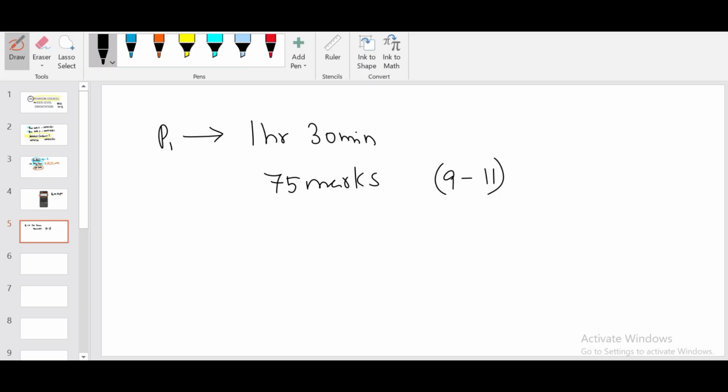Pearson Edexcel wants you to use a black ballpoint pen. When you want to draw a diagram or a graph, you need to use a pencil. Now the exam is 1 hour 30 minutes. The total marks is 75 marks.